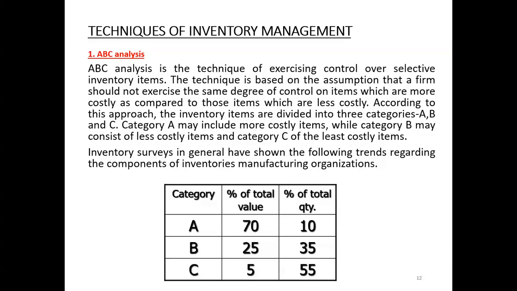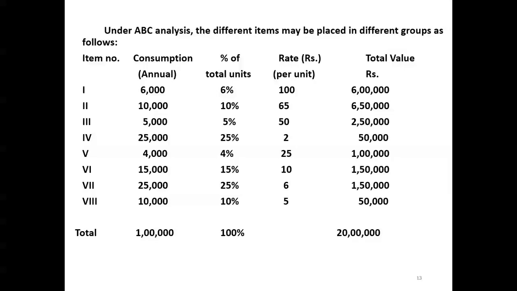So what exactly does the ABC analysis represent here? I'm going to give you a small example. The annual consumption of the first item is 6,000 units, which is 6% of the total 100, at 100 rupees per unit, so 6 lakhs. Like that, 10,000, 4, 15, 25, 10. The percentage is 10, with 5 total units, but I am talking about the total value here. The total value is 6 lakhs 50,000, even though it contains only 10%. Here 25% contains only 50,000 value.